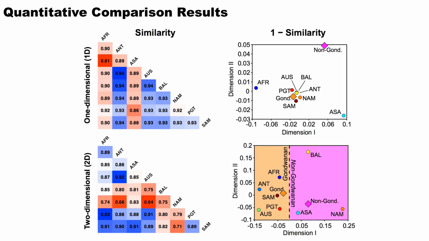So what you notice is that in the upper right plot, North America and Baltica, so NAM and BAL, these plot very close to Gondwanan-related paleocontinents, such as Perigondwana and South America. Whereas on the bottom right, you can see with the two-dimensional quantitative comparison, these break out quite nicely into Gondwanan paleocontinents on the left and non-Gondwanan paleocontinents on the right.